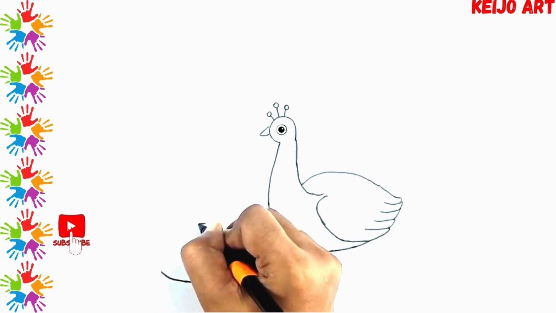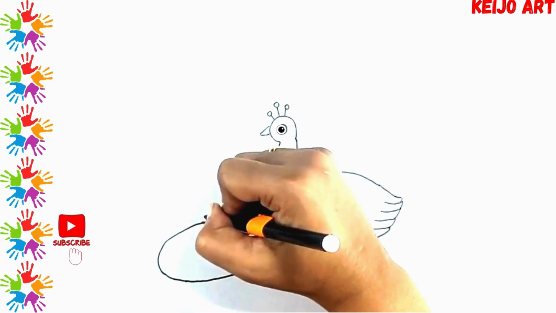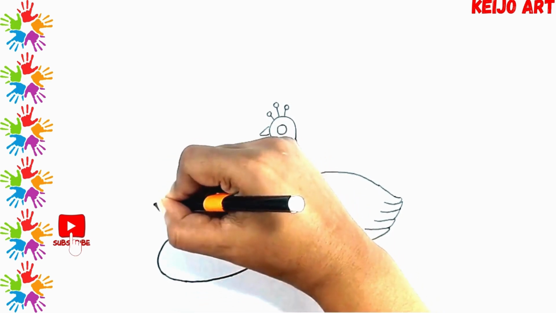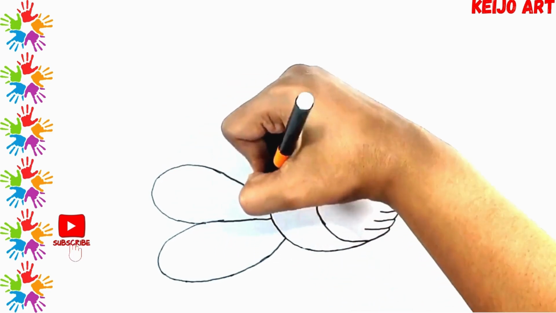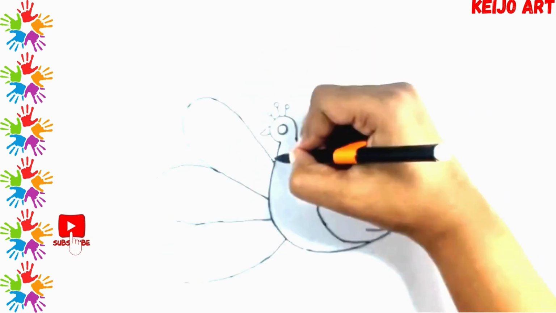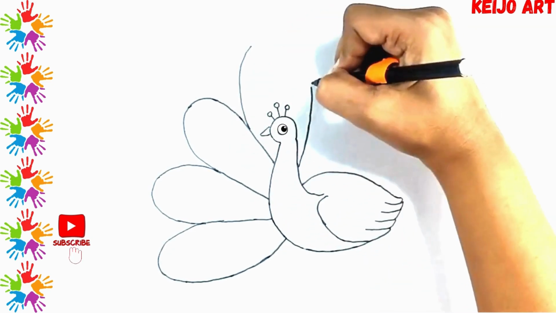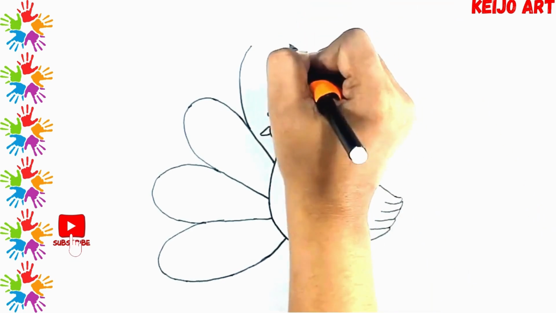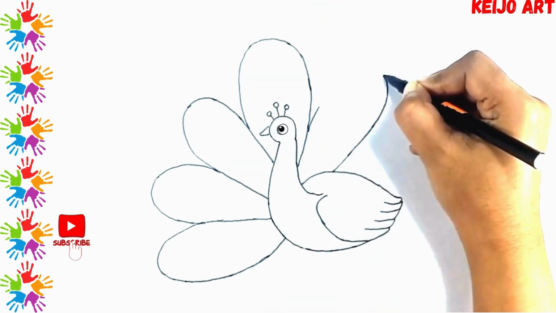This peacock is going to be very colorful. This peacock has 7 feathers. It will change its feathers color. Wait for magic.